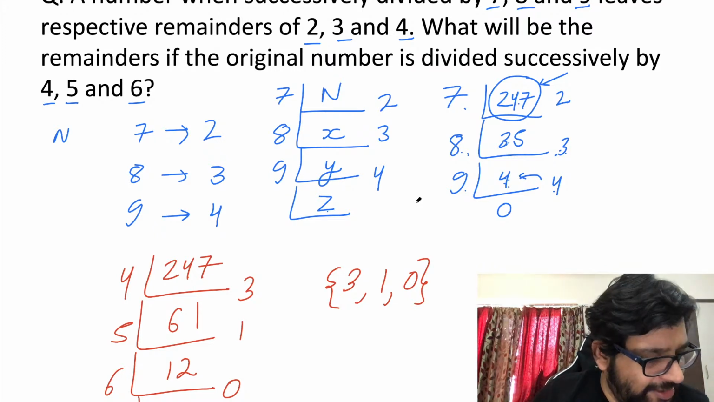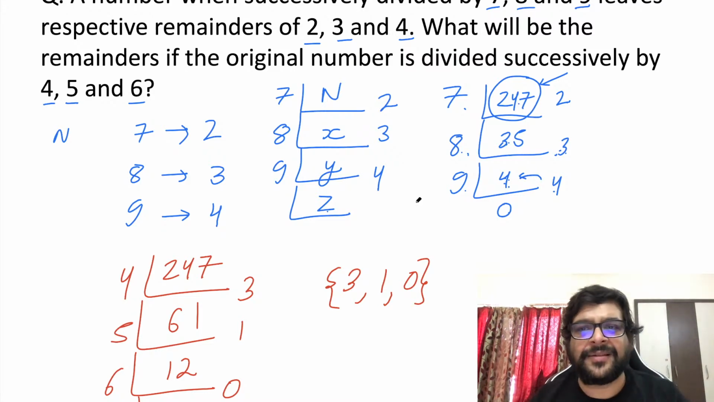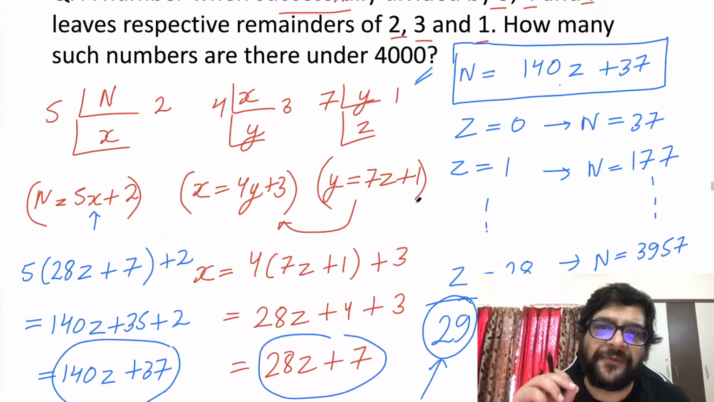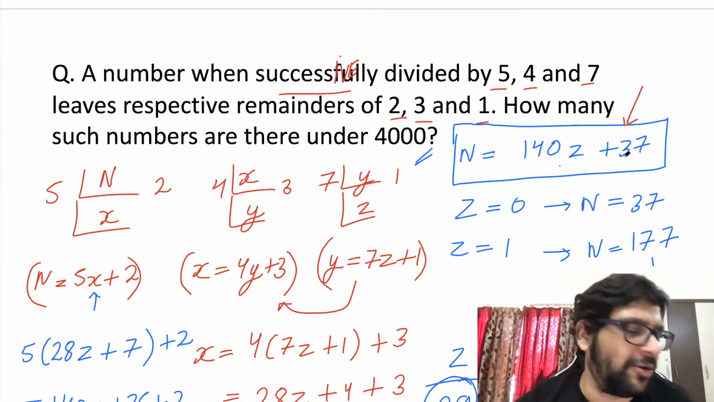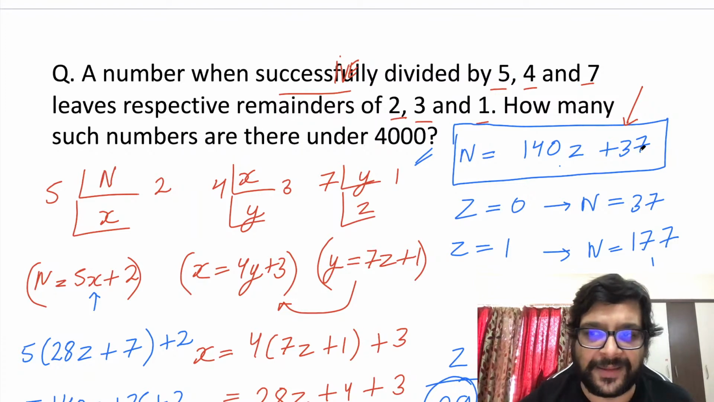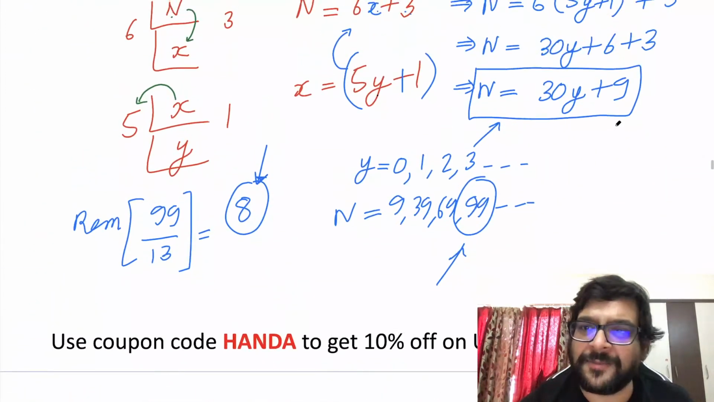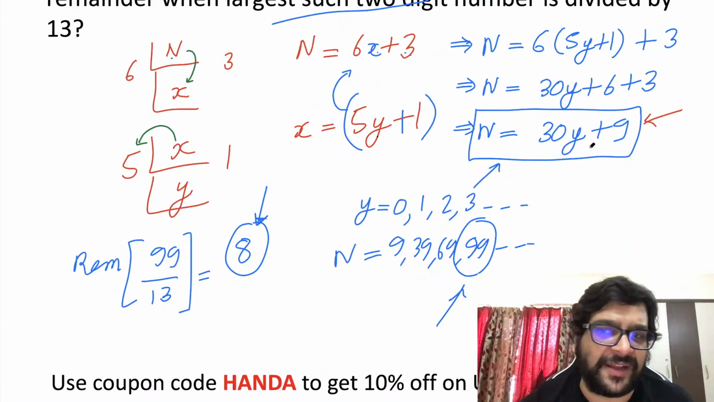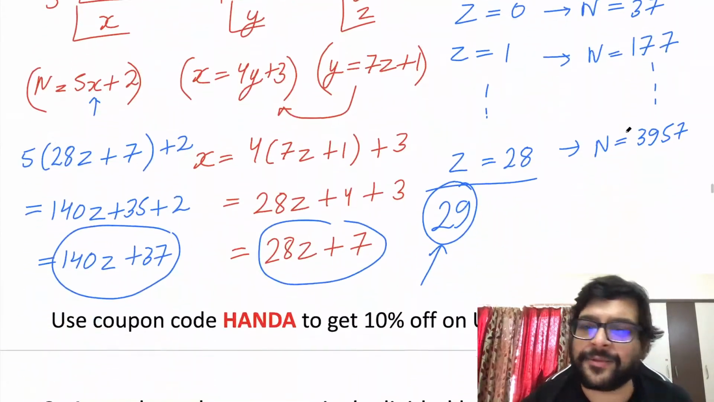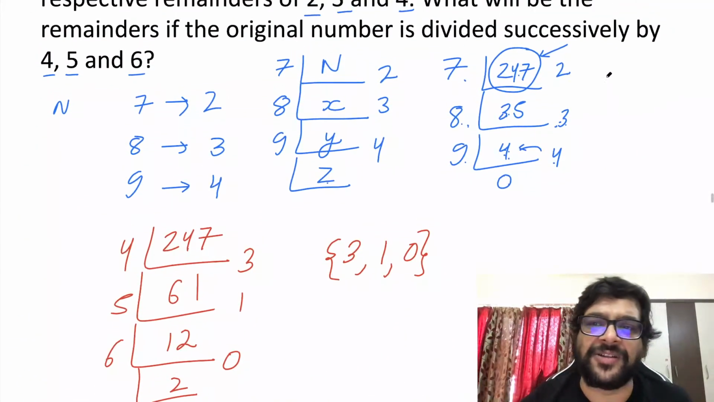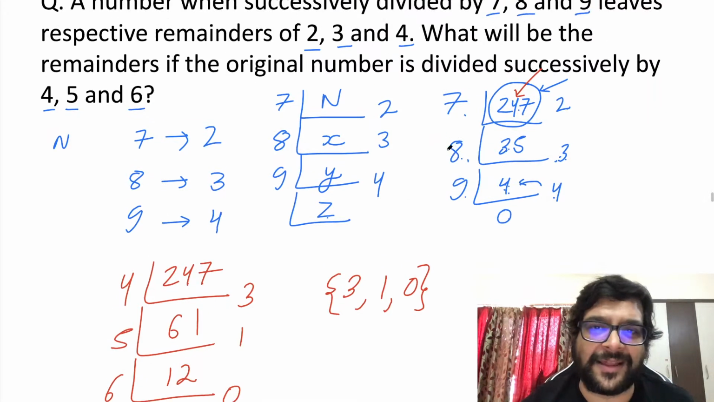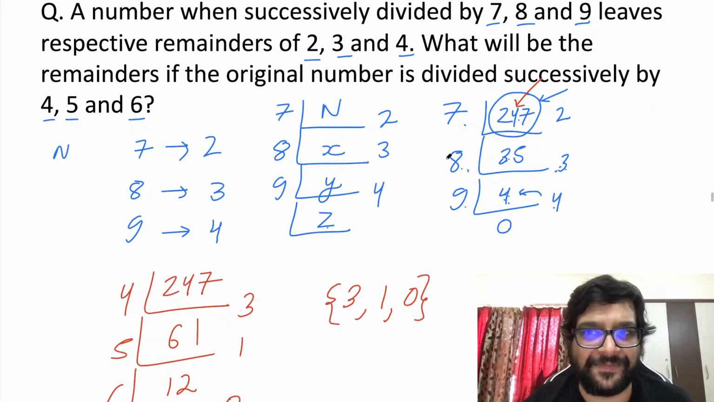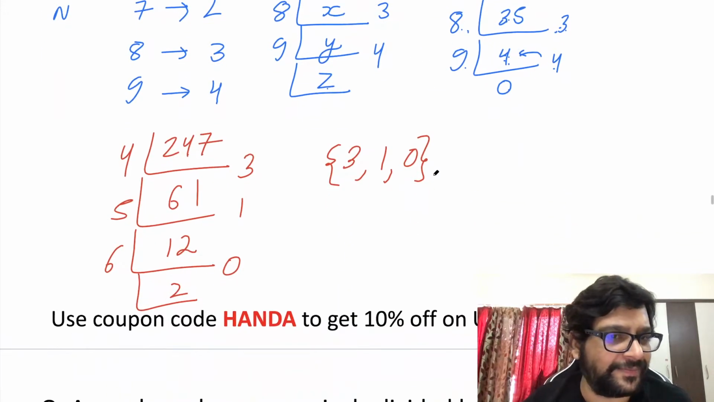Shantanu also got that. The idea is how this question is different from the previous question: in the previous question you had to find out the generic form, which was 140z plus 37. In the questions before that, you had to find out the generic form 30y plus 9. In this question, there is no need to find out the generic form. You just need one value that satisfies, and you can go ahead with that. Are you guys okay with this?